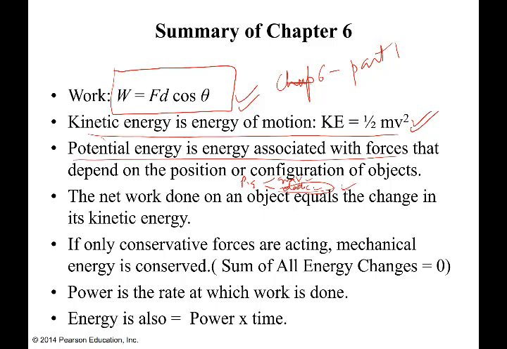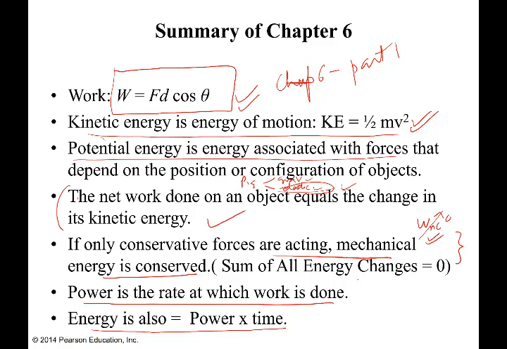The net work done on an object equals the change in kinetic energy. That is the work energy theorem that we used even in the power problems. If only conservative forces are acting, mechanical energy is conserved. We talked about conservative and non-conservative forces, and non-conservative forces are those like friction, air resistance, heat due to friction, and so on. We did not do any problems based on non-conservative forces. We treated them as zero in our problems. And then finally today we worked on power, and we also worked on energy, which is power multiplied by time. So please do use office hours to ask questions, because the homework for this is due soon.